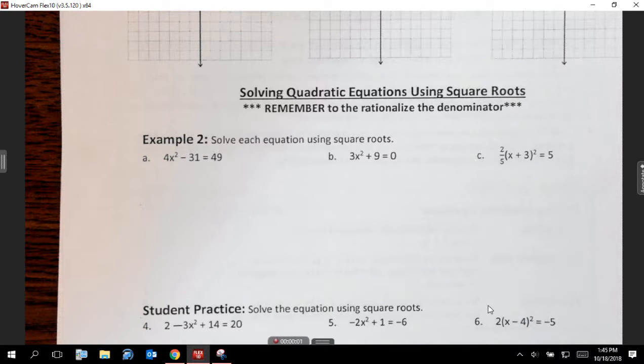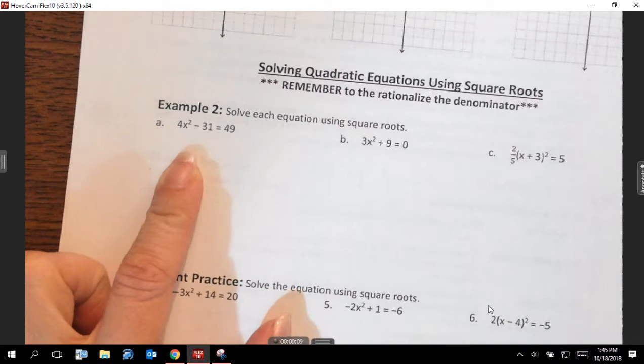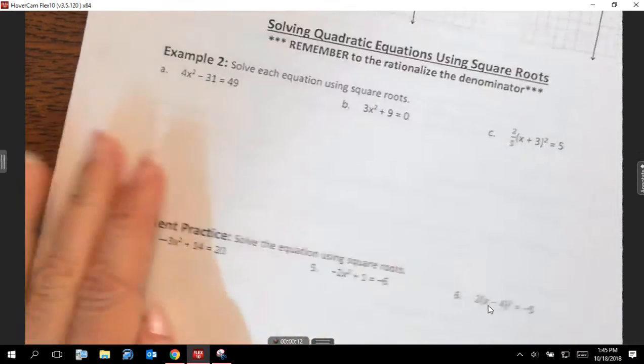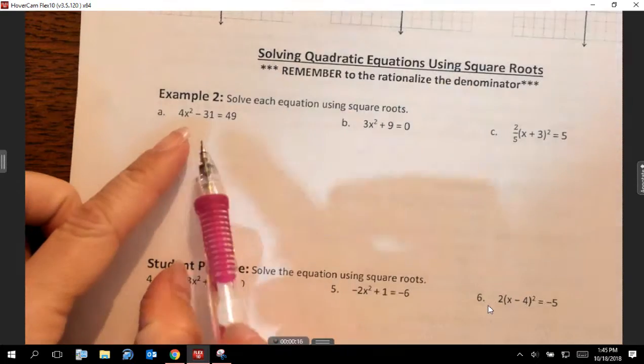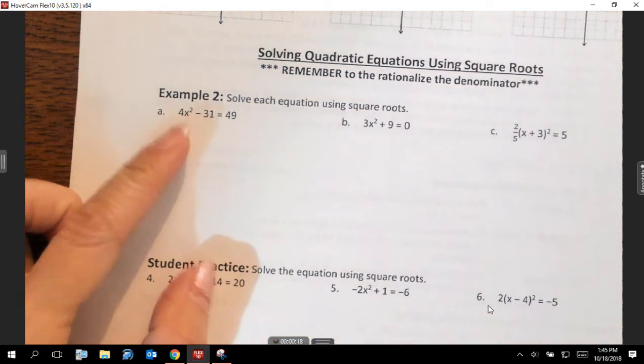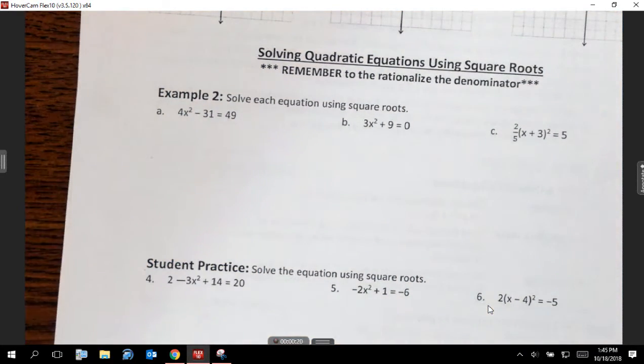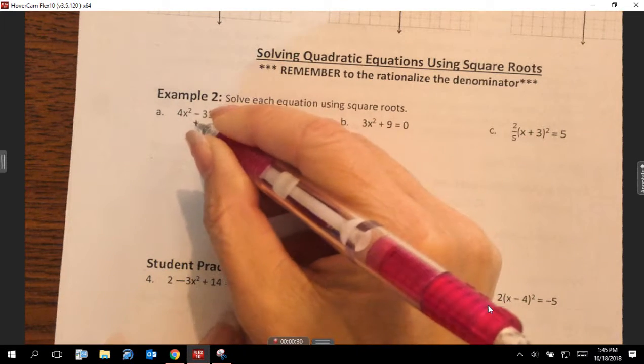Today we're going to solve equations by using square roots. So we look at example 2. I need to get x by itself. What am I going to do to try to get x by itself? We get rid of the furthest thing away. What should we do to both sides of the equation? We're going to get the 31 to the other side so that we can isolate the x.